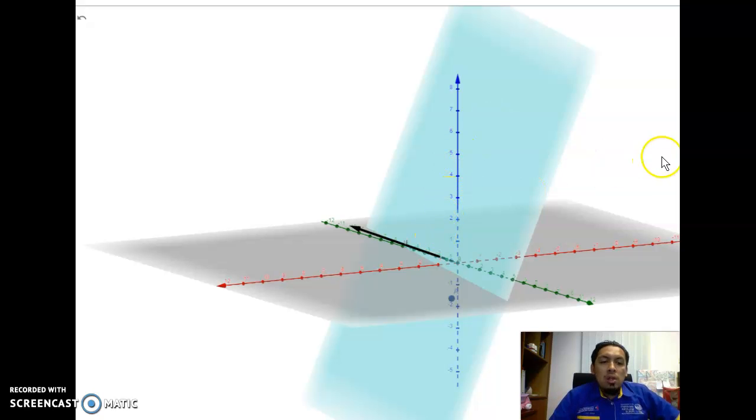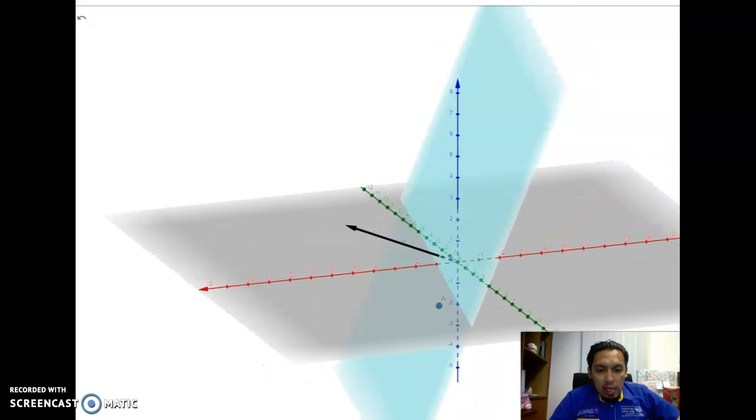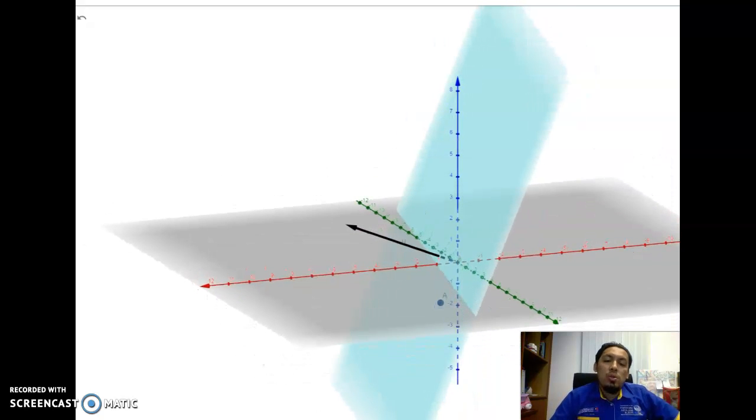So that is the idea of the equation of a plane. In the next video, we are going to do the hands-on and try to do the calculation. Thank you.